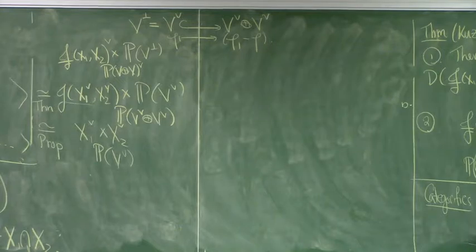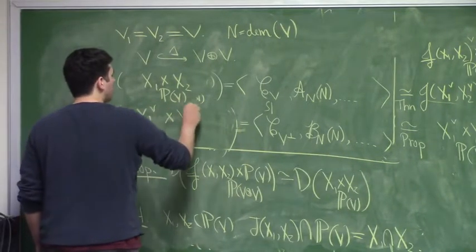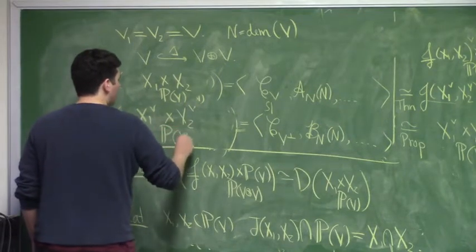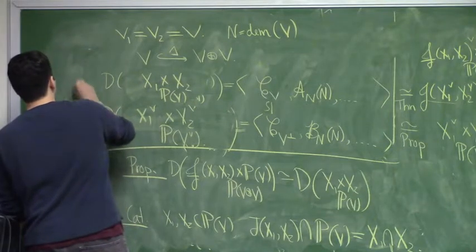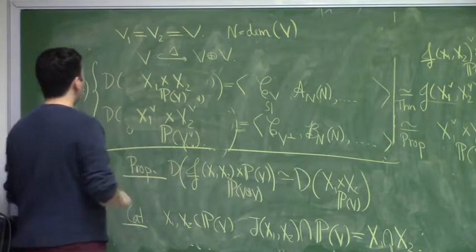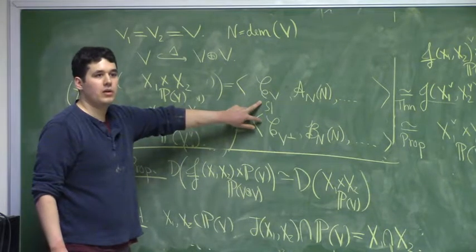So I can take the fiber product of x1 and x2, or I can take the fiber product of their duals. And one output of all of this join machinery is this thing which I'll call star, which says that these two fiber products have a semi-orthogonal component in common.